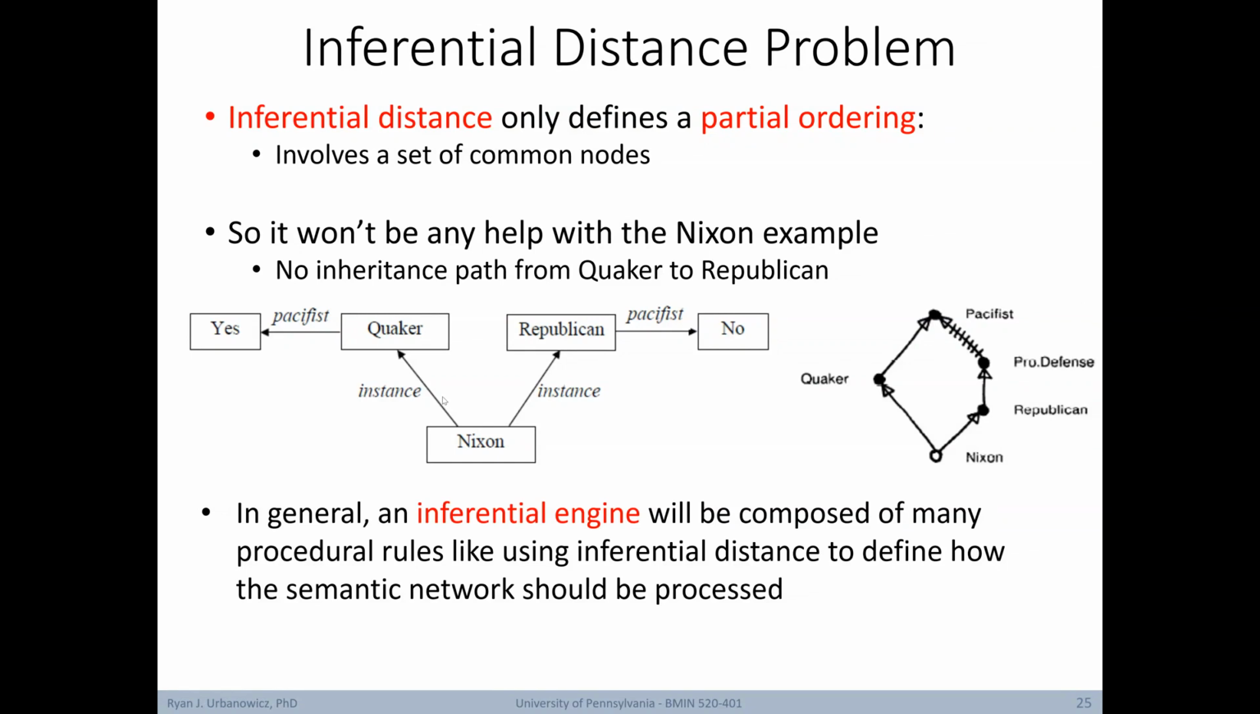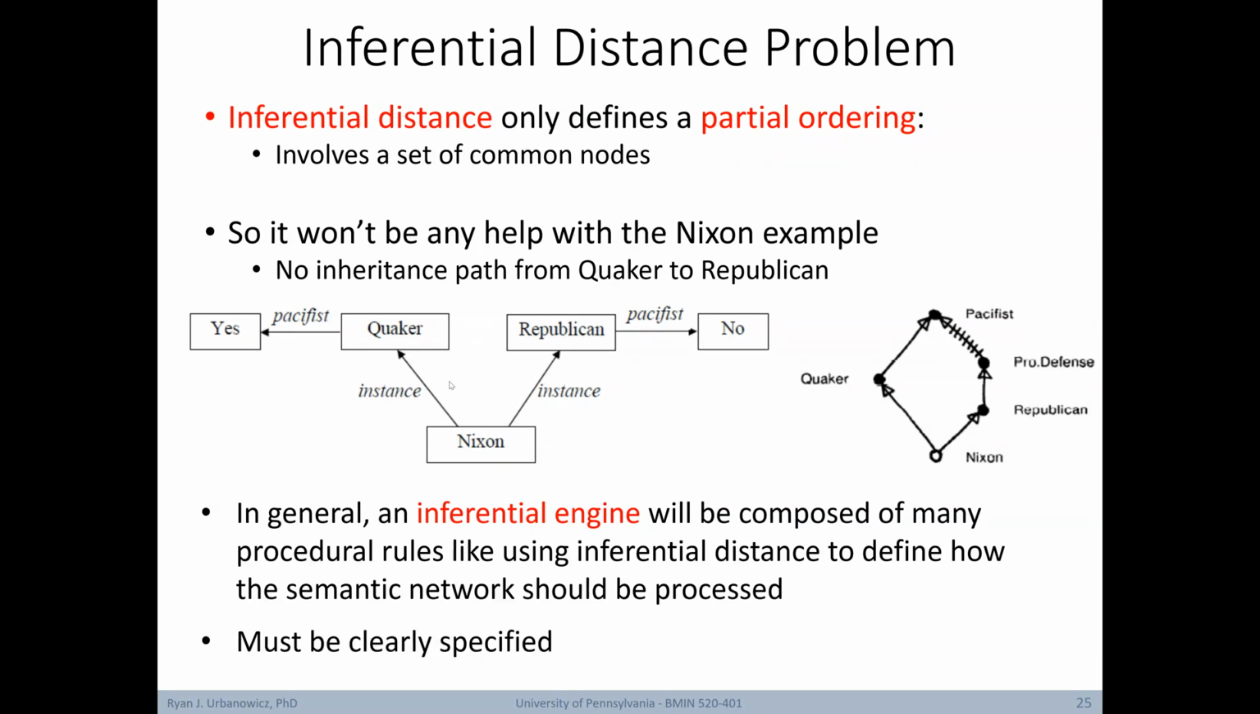In general, an inference engine, or the algorithm built into a semantic network to decide how inheritance works, will be composed of many procedural rules like using inferential distance in order to define how the semantic network should be processed.